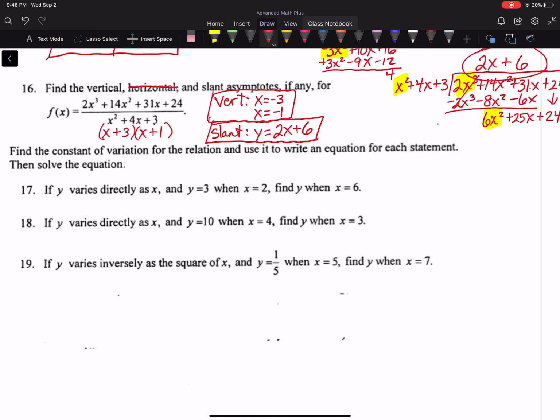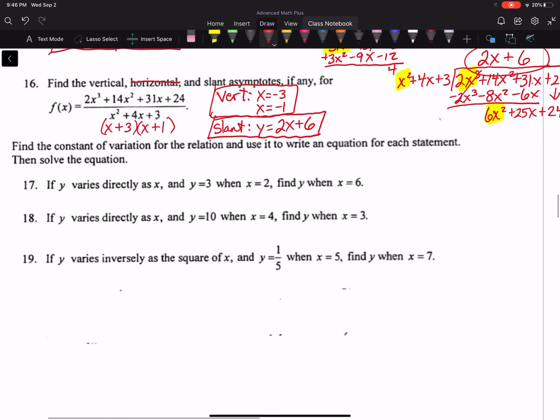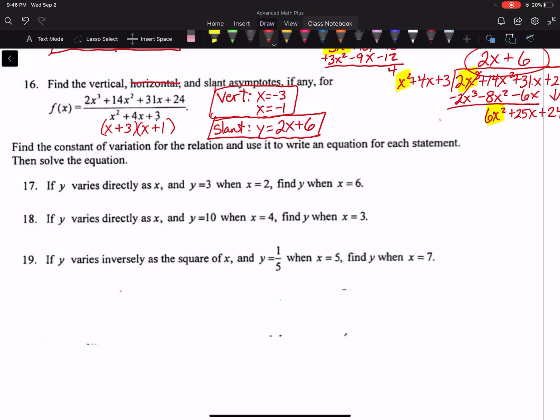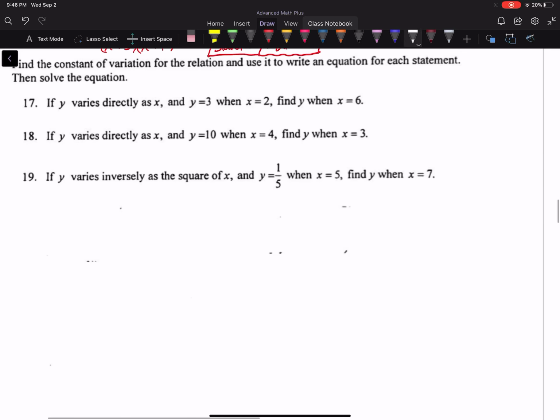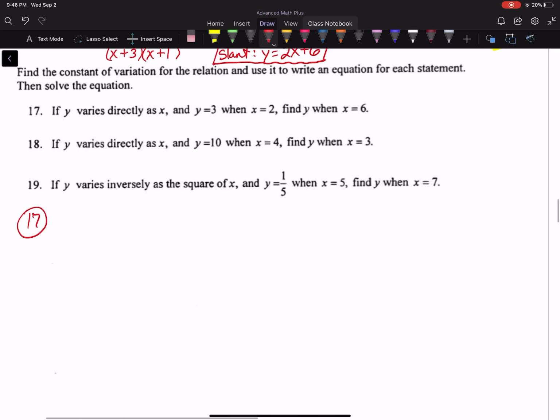All right. The last 6 are what we went over in class today when we were talking about our variations. I don't have a lot of room in between here, so I'm just going to do all 3 of them down below here. 17. First, you make the equation. It says if y varies directly as x. So remember, directly means you're multiplying. So y equals k times x.